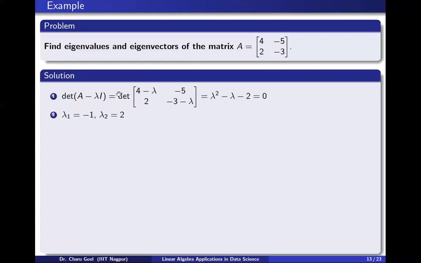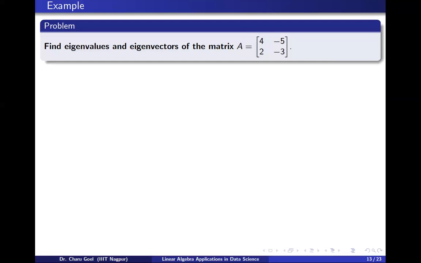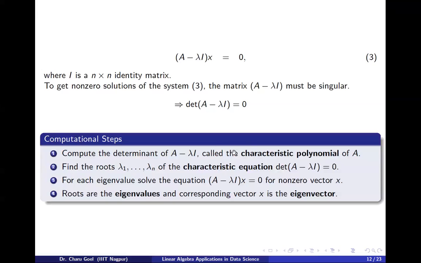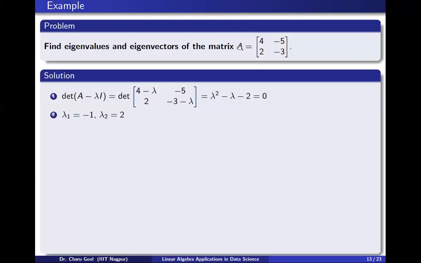So I is 1, 0, 0, 1. That means on the diagonal entries we'll subtract lambda. So 4 minus lambda, minus 3 minus lambda. Determinant will be (4 minus lambda) times (minus 3 minus lambda), minus 2 times minus 5. When we simplify, we'll get lambda square minus lambda minus 2 equal to 0, and that will give us two values of lambda: lambda 1 equal to minus 1 and lambda 2 equal to 2. So this was the first step. We have found two eigenvalues because the order of the matrix was 2. Okay, I hope you have done it.